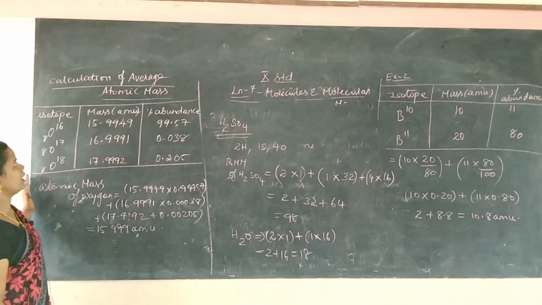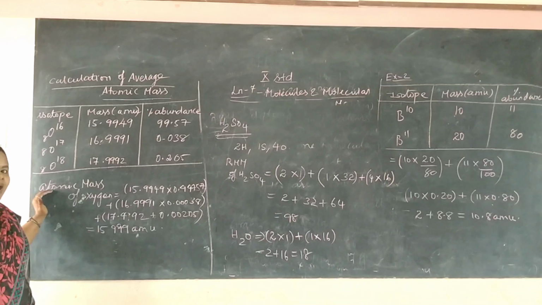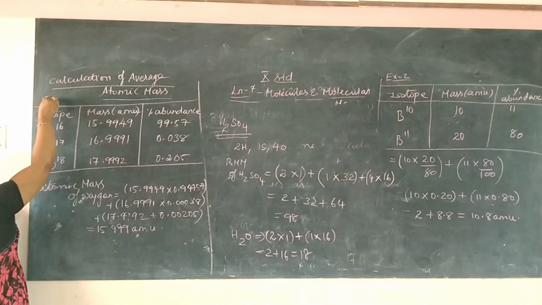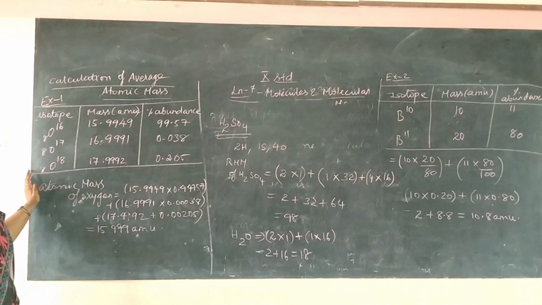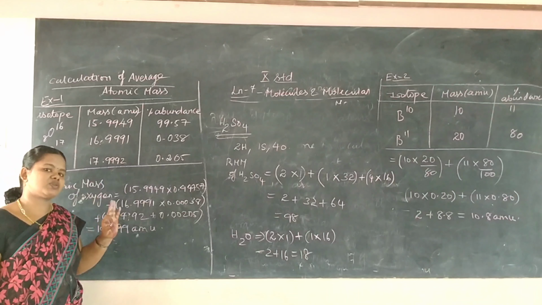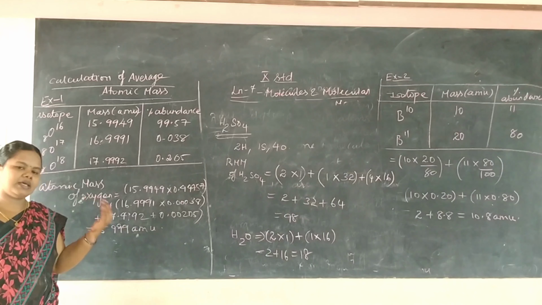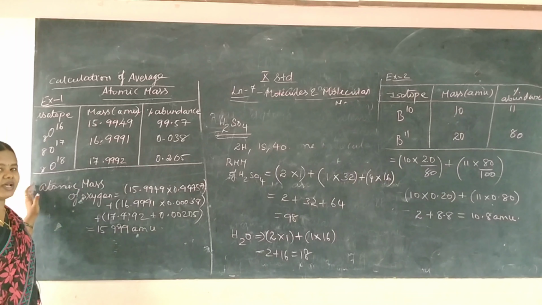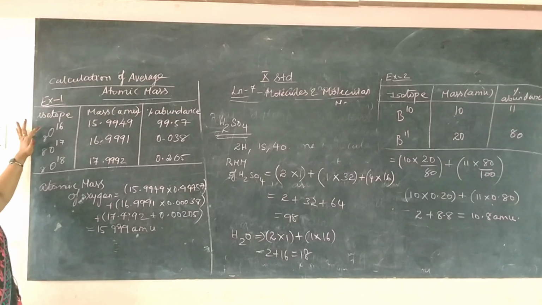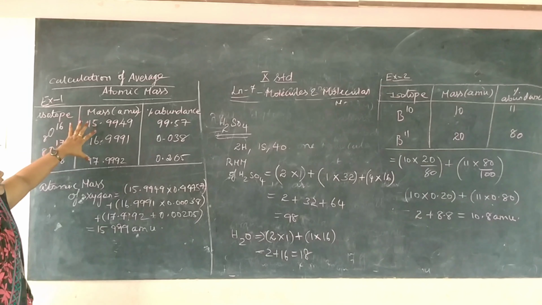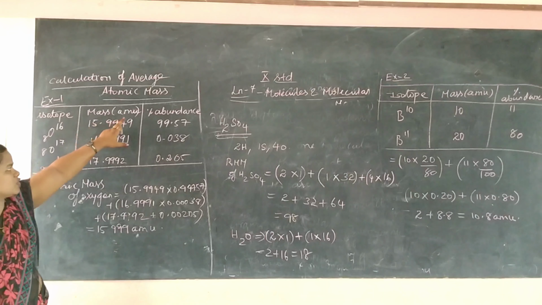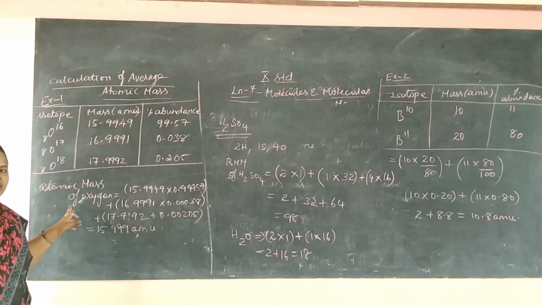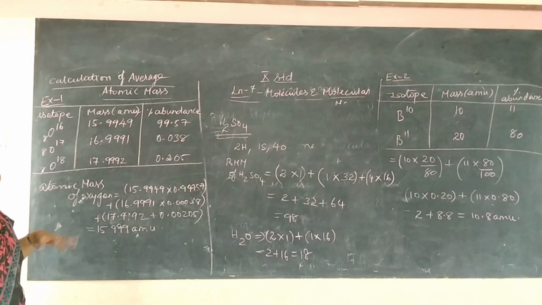Now I will explain the average atomic mass. You see 2 examples. This is example 1. Here oxygen exists as isotopes. There are 3 isotopes of oxygen, and oxygen exists in nature as well as in the human body. Their masses are given in atomic mass units and their percentage abundance is also given. Now we are going to calculate the atomic mass of oxygen. What is the formula?